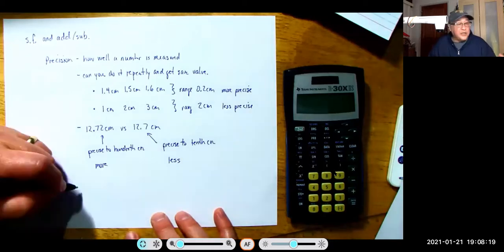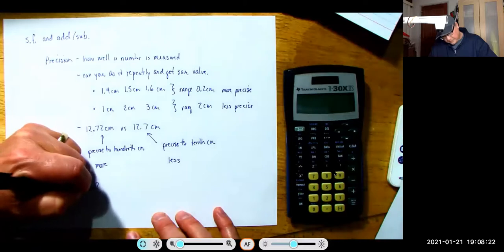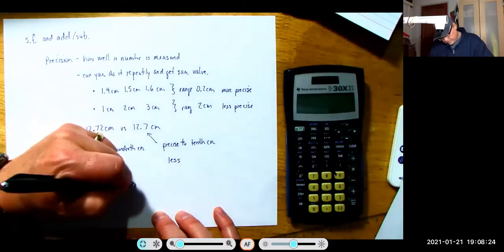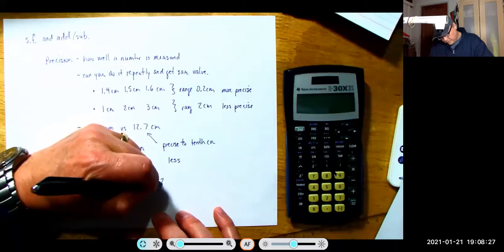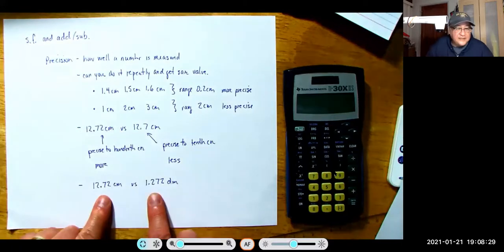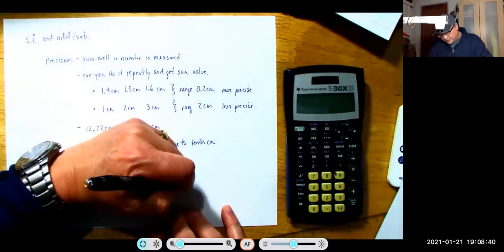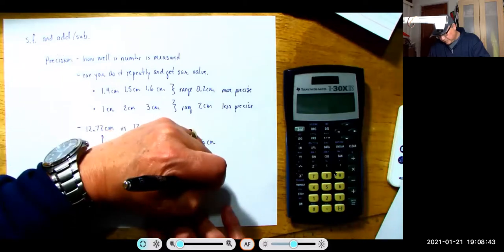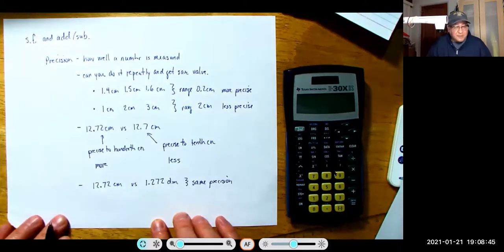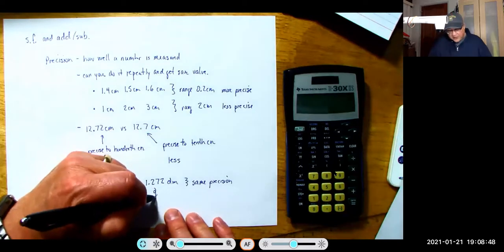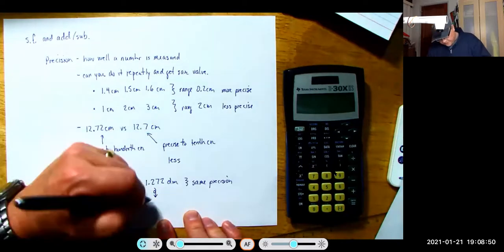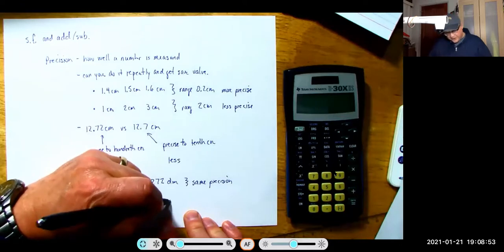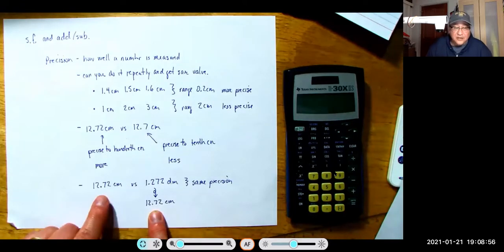So now I'm going to trick you. Which one of these is more precise? And your answer is absolutely going to be the one on the right because we know 3 numbers after the decimal, and they're the same precision. And the reason they're the same precision is if I change this one to centimeters, it's 12.72 centimeters. It's the same value.